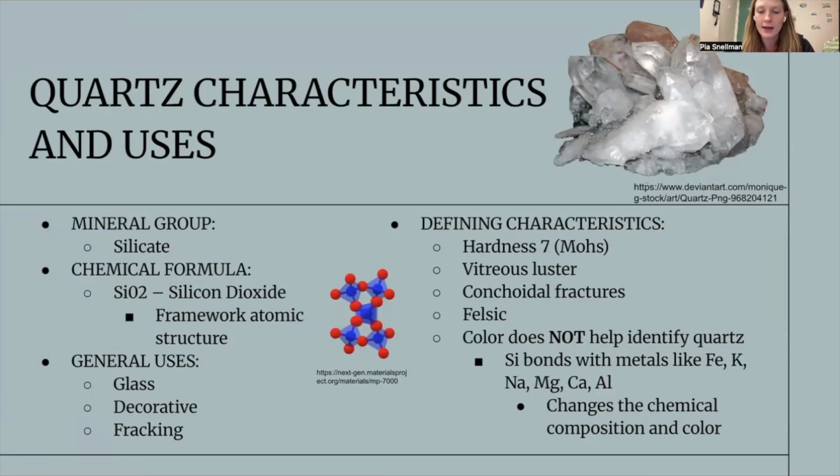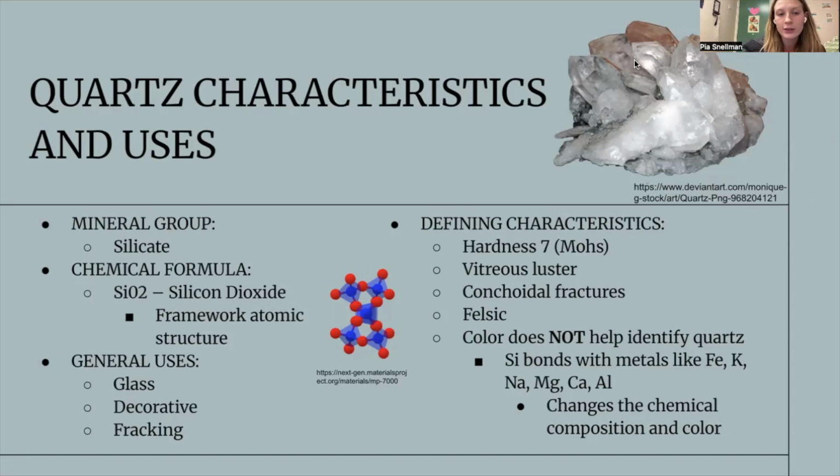Quartz is felsic, and color does not help identify quartz because other metals like iron, potassium, sodium, magnesium, calcium, and aluminum bond with silicon, and this changes the chemical composition and the color, which makes it look similar to other minerals. And so over here is an example of quartz that has different colors in it.